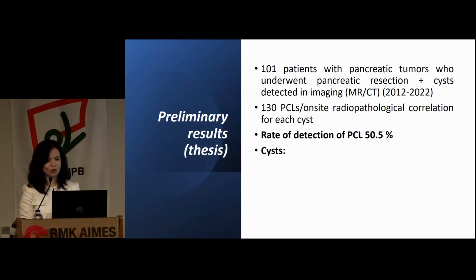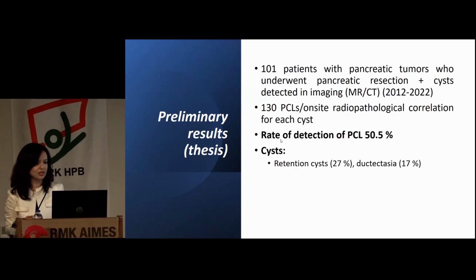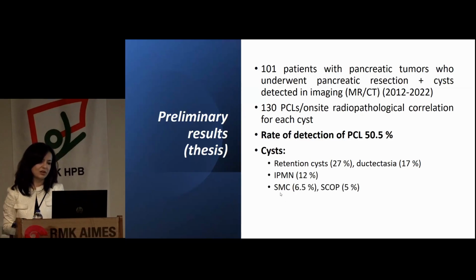Then, thanks to our pathologist colleagues, we performed on-site radiology-pathologic correlation, and a total of 130 cysts in 101 patients were evaluated together. The rate of cyst detection was more than 50% in this series. Well, it is not surprising because these were patients with pancreatic tumors. The most common cyst subtype, as expected, was retention cysts and secondary ductal dilatations. Second was IPMNs. Rarely we saw SMCs, simple mucinous cysts, SCOPs, pseudocysts, and cystic PanNETs.